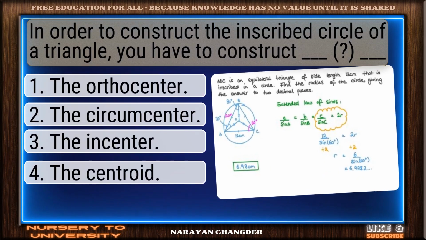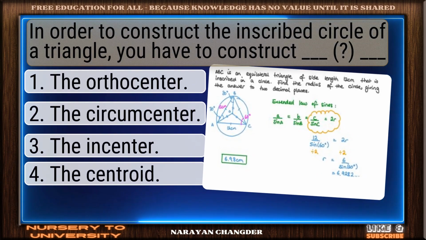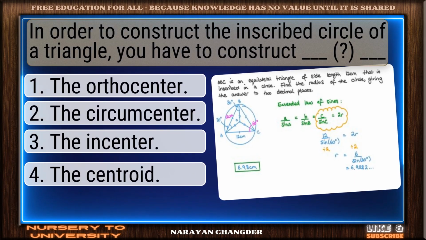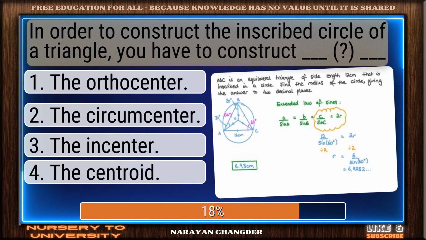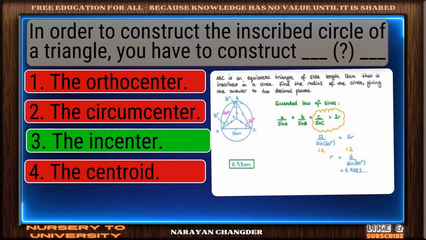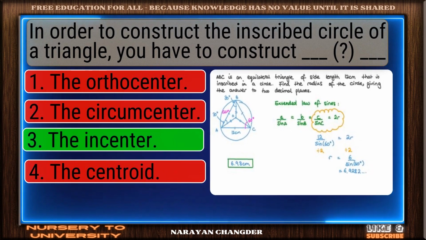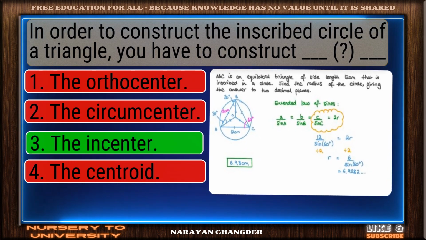Question number 19. In order to construct the inscribed circle of a triangle, you have to construct dash, dash. Nicely done. The incenter is a solid answer.